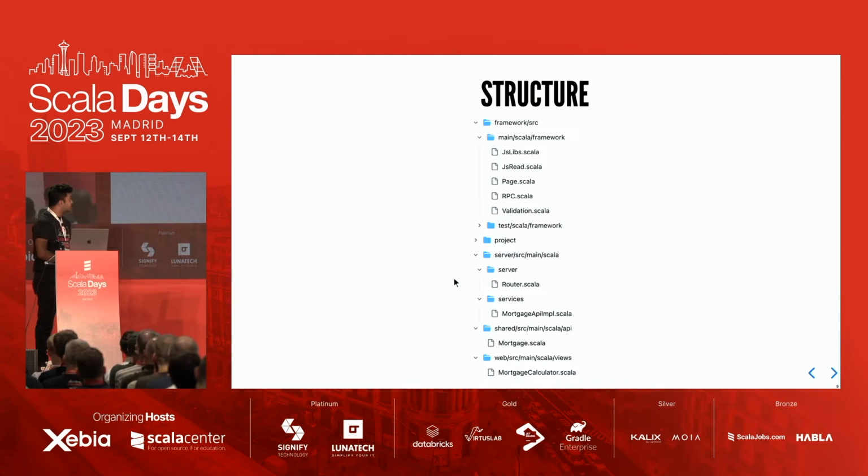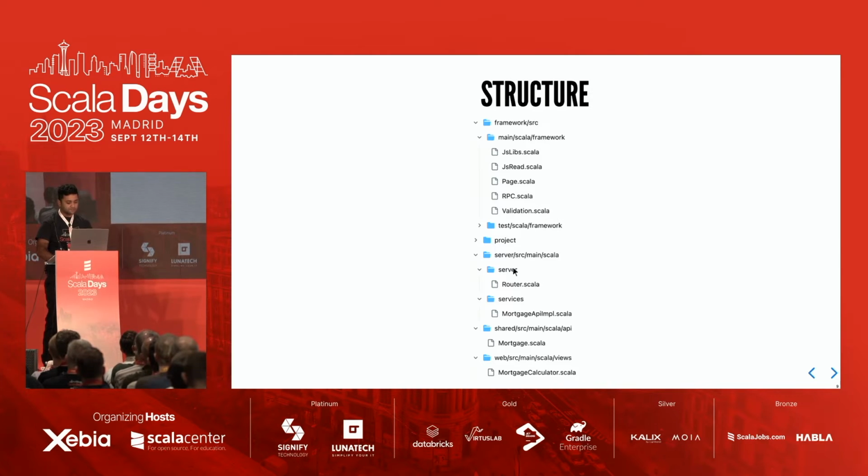Let's go with the structure. So the structure, as I said, the framework part is the part that conceivably, if you're developing a new web application, you can just drag this module and put it there. Or if you like publishing libraries internally, this is the part you would want to publish internally. Again, this is less than 100 lines of code.